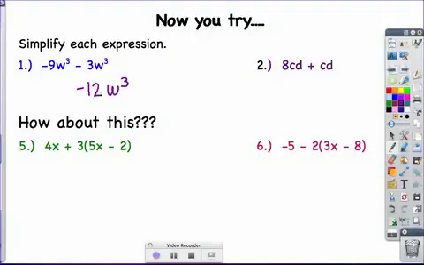Next, 4x plus 3 times the quantity of 5x minus 2. I treat this minus 2 as -2. Distribute the 3. 15x minus 6. Bring down my 4x. And now I can combine like terms. 4x plus 15x is 19x minus 6.